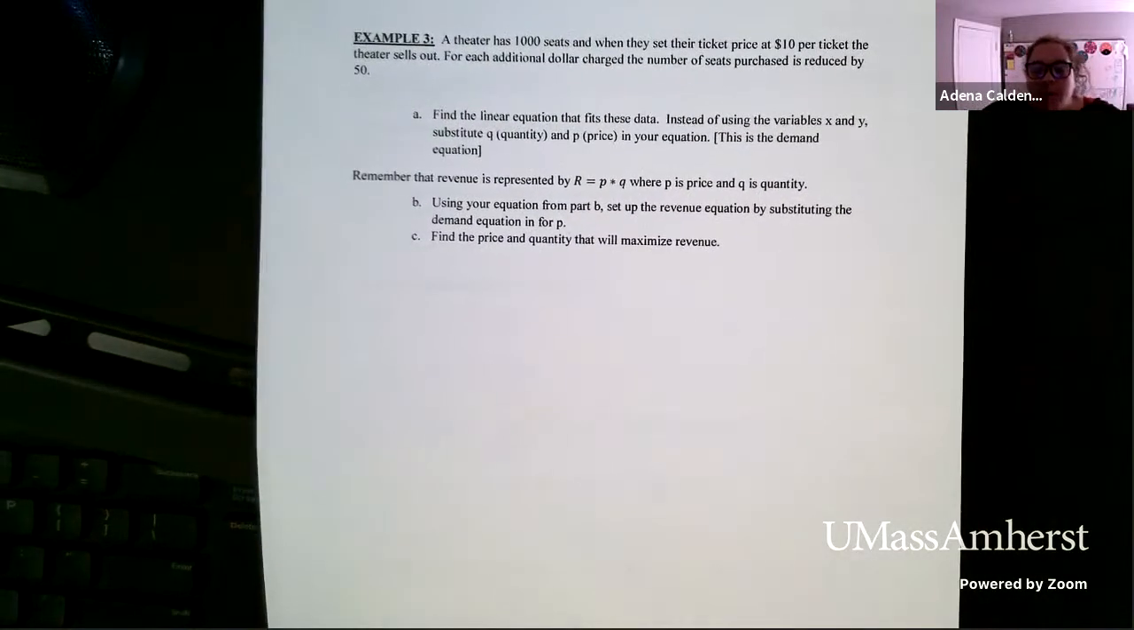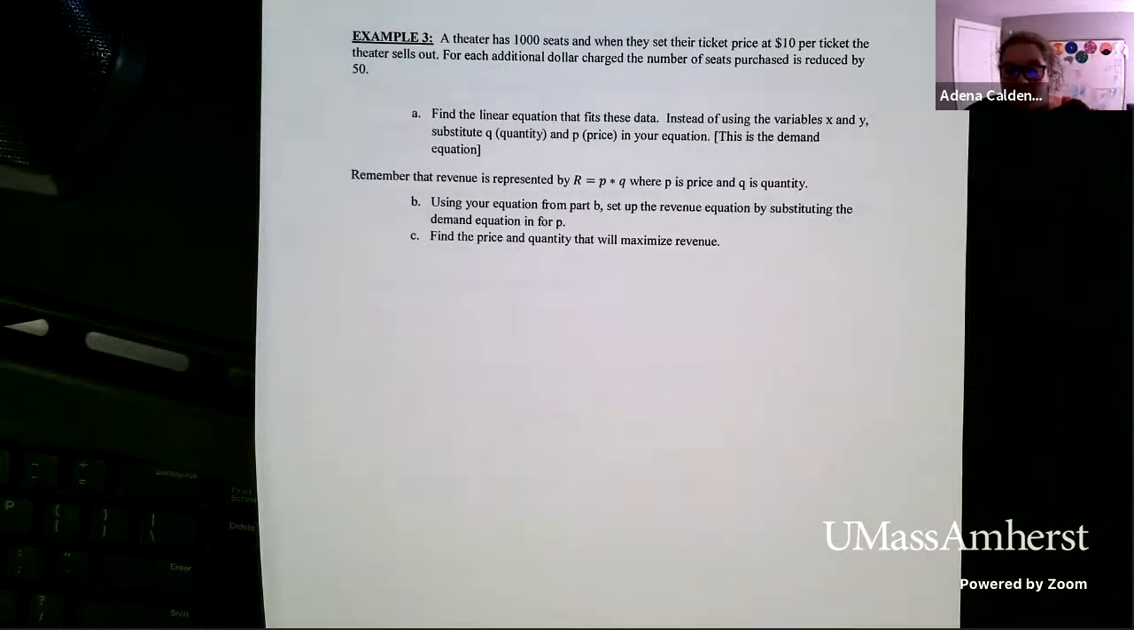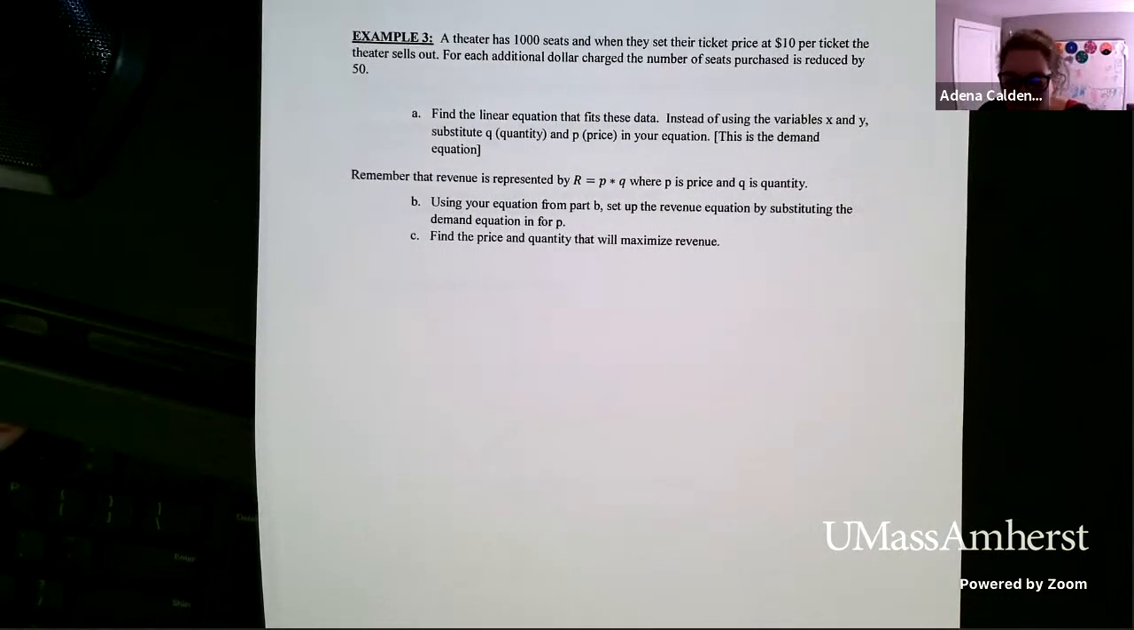One of the things I want to point out is that this is a problem that comes up often. I think it's on homework and it may be on your quiz. This problem is set up to show you all the steps to do it. But when you do this on homework or the quiz, it may just ask you to do part C, find the price and quantity, which we'll talk about in a second. But you still have to do parts A and B to get to part C.